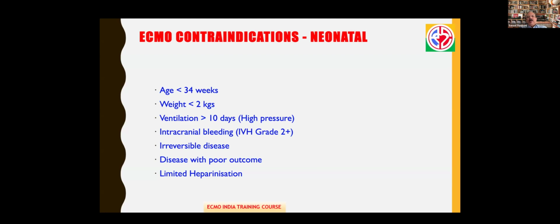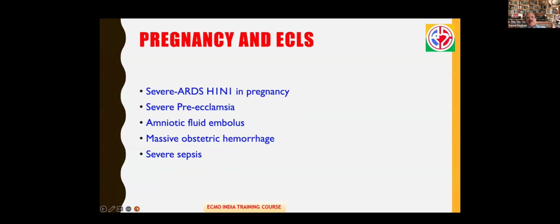Ventilation of more than 10 days. It is high pressure ventilation, not the total duration of ventilation. When the patients are on high pressure, high FiO2 oxygenation for more than 10 days, it becomes a contraindication, because fibrosis will already have set in by that time. So there is no point in putting them on ECMO. Intracranial bleeding of more than grade 2 severity, irreversible disease, disease with poor outcome, and limited heparinization, where heparinization is not possible. These are contraindications for going on to ECMO.